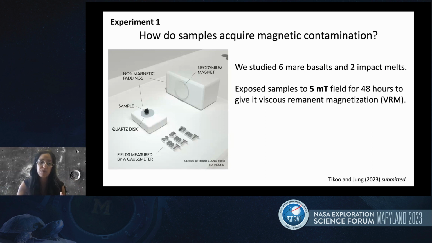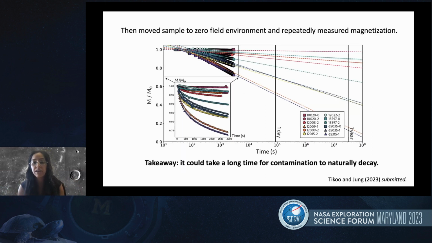After this exposure, we removed the sample immediately, loaded it onto our magnetometer, and for a period of about an hour, we continuously monitored the viscous decay of the magnetic contamination in the sample. So what we're plotting here is the moment normalized by the initial moment versus time. And what you can see is that the rate of decay is a function of log time. So it's linear with log time.